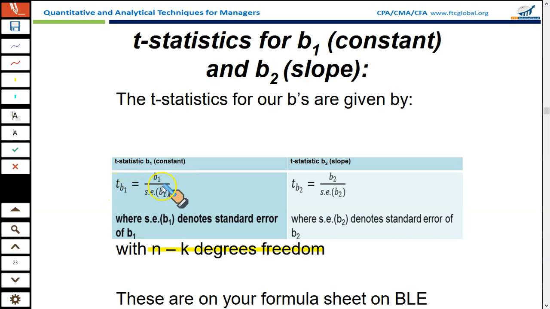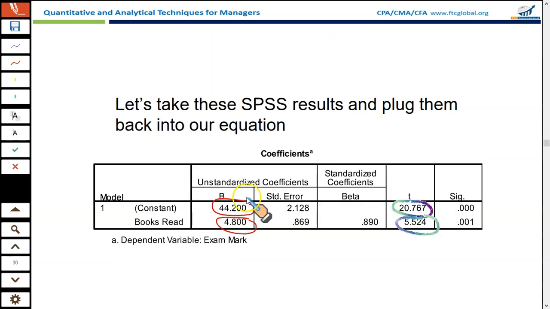So T for B1 is B1 upon standard error of B1, and T for B2 is B2 upon standard error of B2. Let us calculate. TB1 is equal to, just like the formula, B1 upon standard error B1. So it's 44.2 divided by 2.128, which gives you 20.767. For TB2, it's 4.8 divided by 0.869, and that gives you 5.524. So these are TB1 and TB2 respectively. That is the test statistic for B1, the constant, and the test statistic for the slope coefficient, books read.